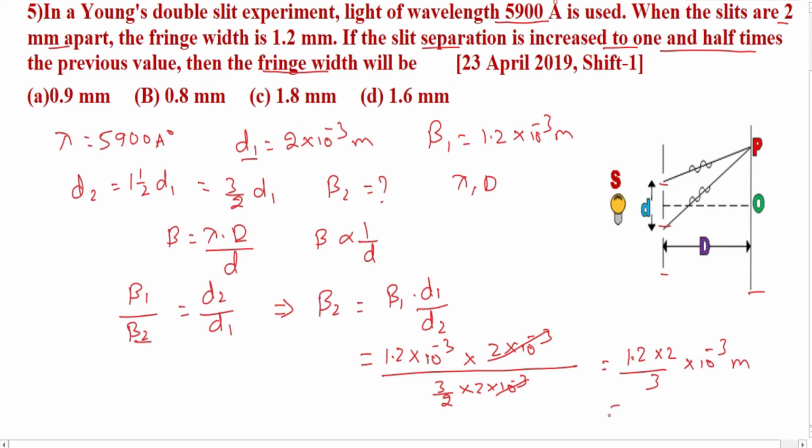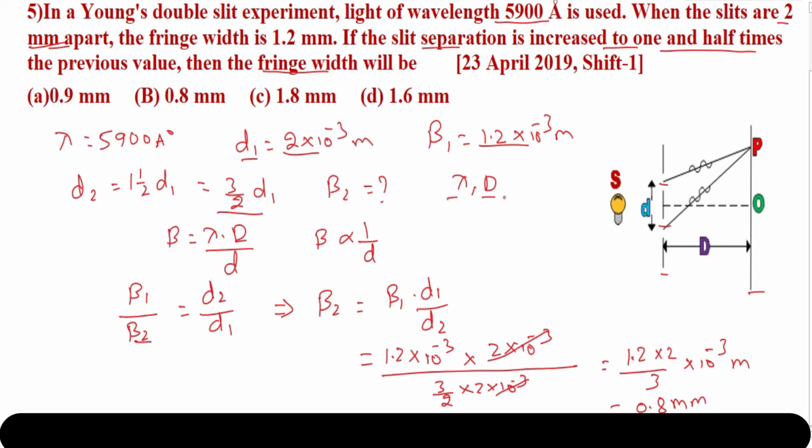If I solve this, I'll get the value as 0.8 millimeters. Now there is one point that you have to observe. Initially the slit separation is 2 millimeter. Now when the slit separation is increased from 2 millimeter to 3 by 2 of 2 millimeter, the fringe width decreased from 1.2 millimeter to 0.8 millimeter. That means for fixed values of lambda and capital D, if there is an increase in slit separation, there will be a decrease in fringe width.